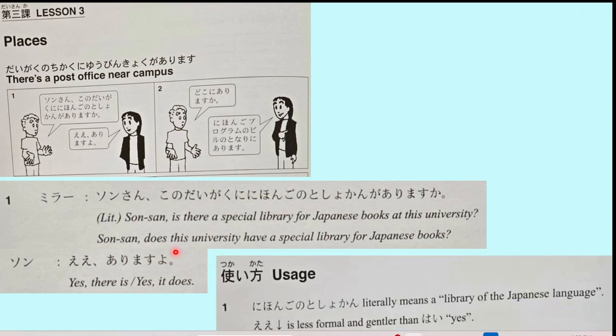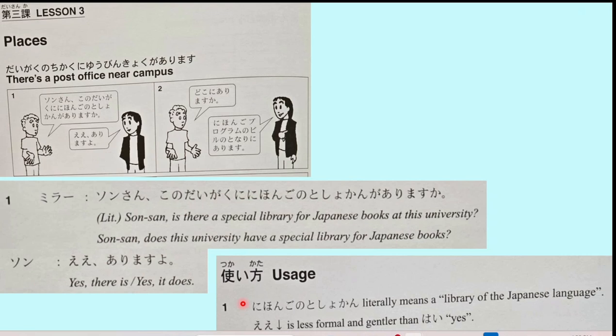Now the usage. This usage comment has been given in the book about Nihongo no Toshokan. Nihongo no Toshokan literally means a library of Japanese language. The other thing we saw here about the usage is "e". This "e" is a downward intonation. That means it's not rising like that; it's falling intonation. "Arimasu yo." That means yes, it does.